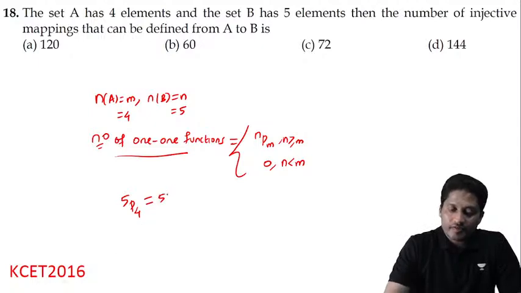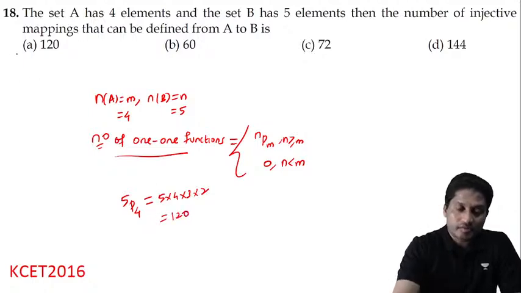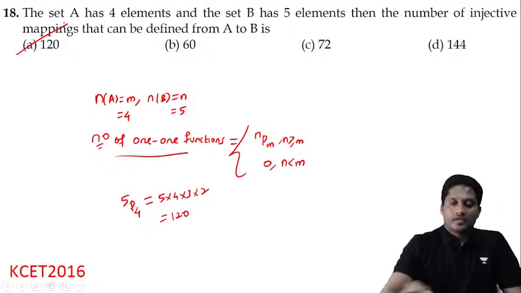Okay, 5P4 is 5 into 4 into 3, 4 consecutives. You multiply, you will get 1. Answer is option A. Let's move to the next question.